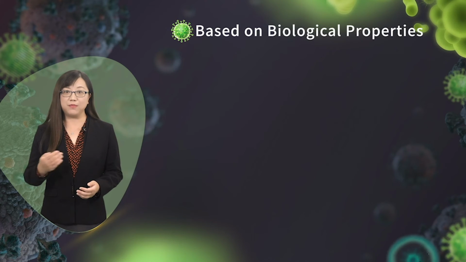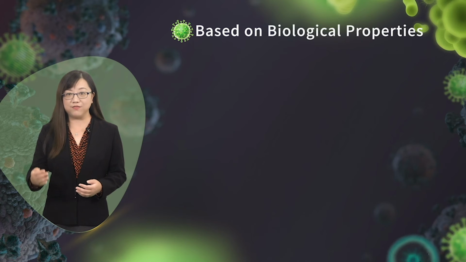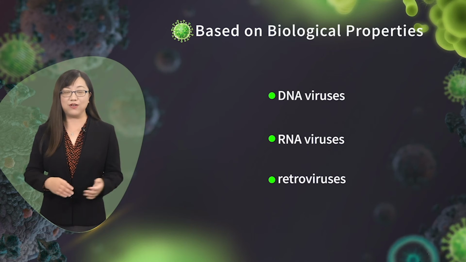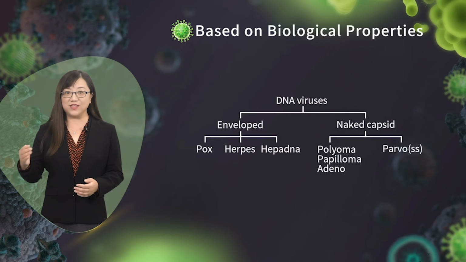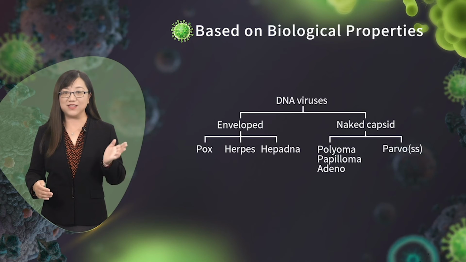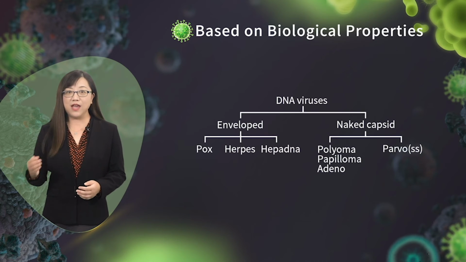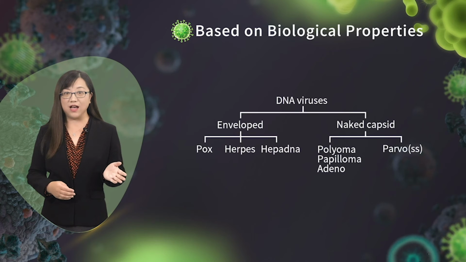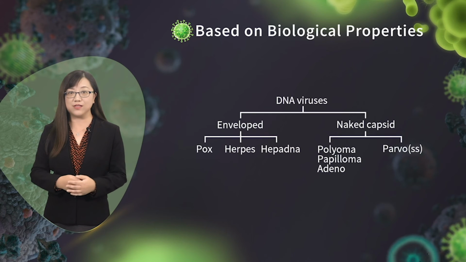Based on biological properties, the viruses can be classified as DNA viruses, RNA viruses, and retroviruses. There are enveloped DNA viruses and naked capsid DNA viruses. Enveloped DNA viruses include pox virus, herpes virus, and hepadnavirus. And the naked capsid DNA viruses are polyoma, papilloma, adeno, and parvoviruses. Parvovirus is a single-stranded DNA virus.